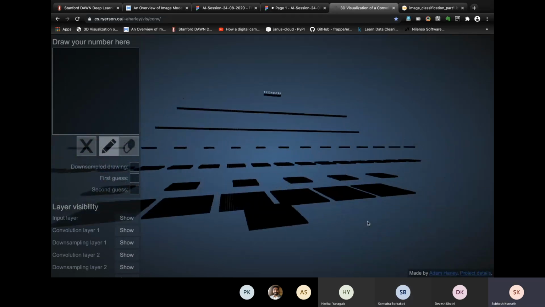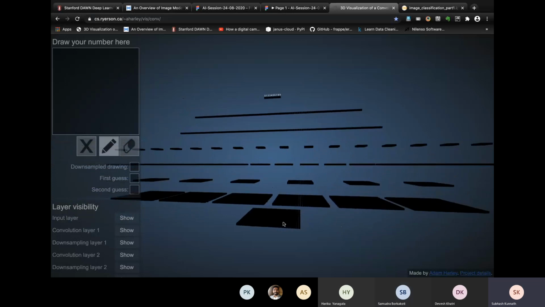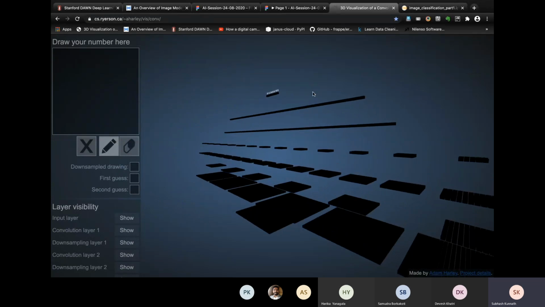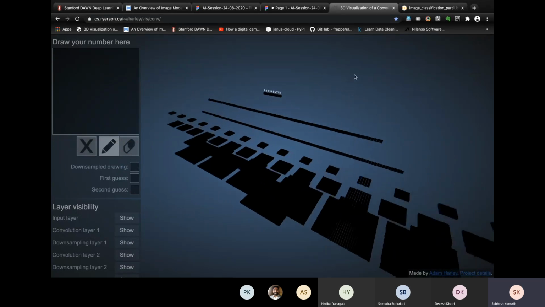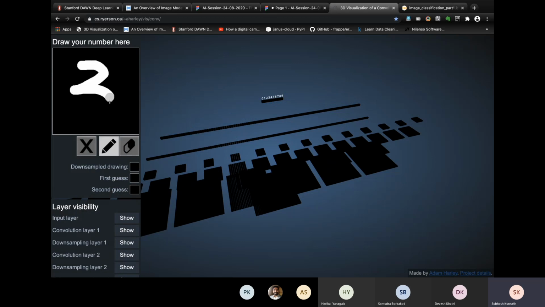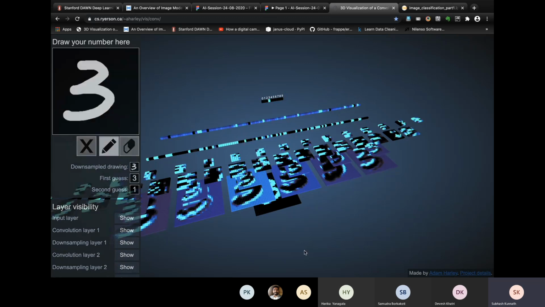Yes, arranged as layers. There'll be an input layer directly connected to the pixels of the image, and a number of layers arranged in a hierarchical manner. This particular network is for identifying numbers between 0 and 9. If I draw something here, like a 3, it's a pre-trained network, and you can visualize how each layer is working.